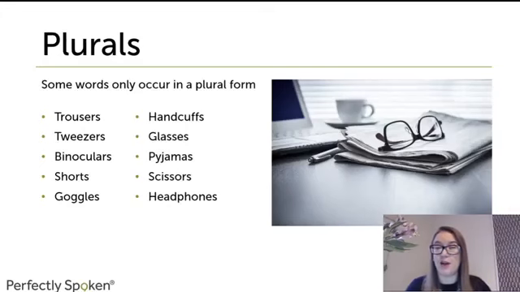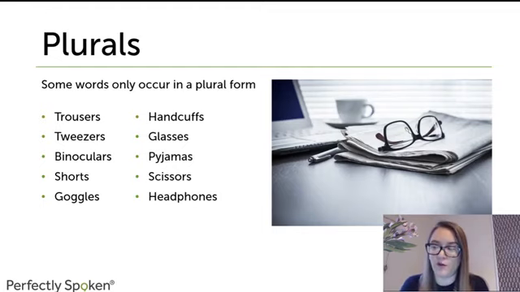So hopefully you got at least one, because there was a big clue in the image there, and maybe that got you thinking about other items in a similar way. So let's have a look together at words that only occur in a plural form. Trousers, tweezers, binoculars, shorts, goggles, handcuffs, glasses, pyjamas, scissors, and headphones. So maybe you've got some others, but these are some examples of words that only occur in a plural form.